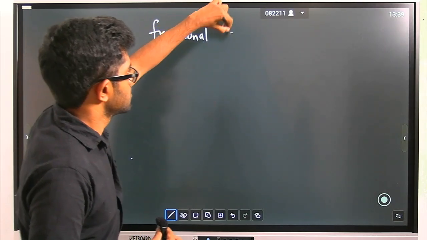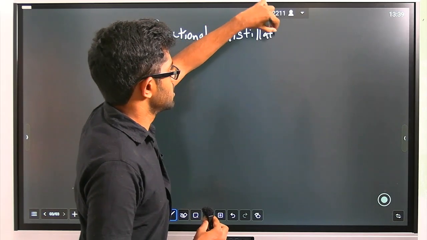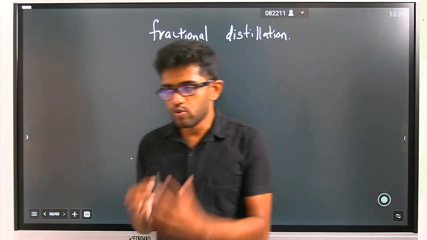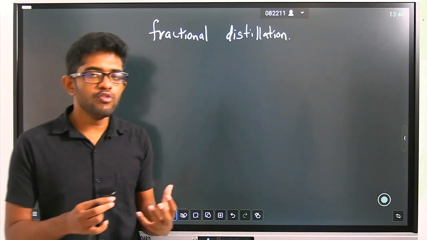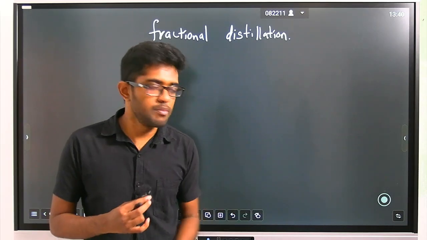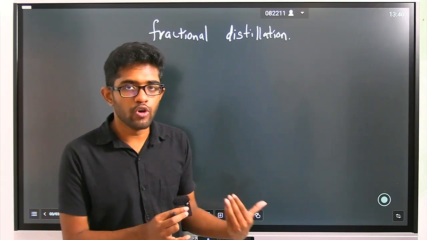Fractional distillation. What's fractional distillation? Fractional distillation is the process that we use to separate a few volatile components which are in a single solution. The most general example, which is also given in your resource book, is separation of components from crude oil.